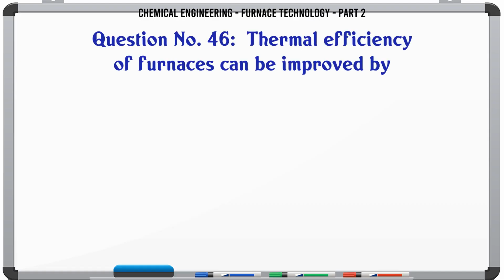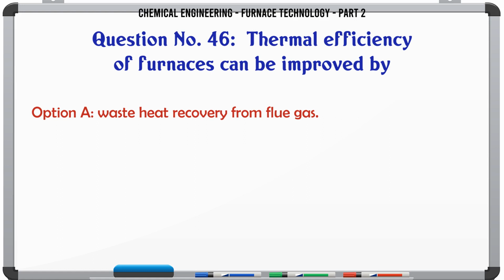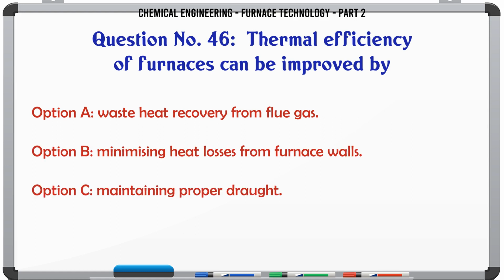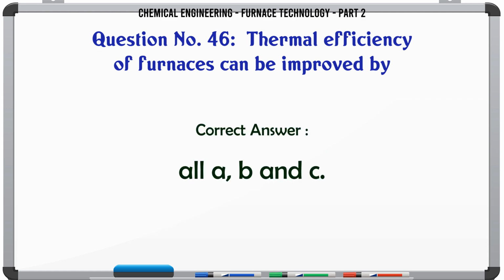Thermal efficiency of furnaces can be improved by A. Waste heat recovery from flue gas. B. Minimizing heat losses from furnace walls. C. Maintaining proper draught. D. All A, B, and C. The correct answer is all A, B, and C.